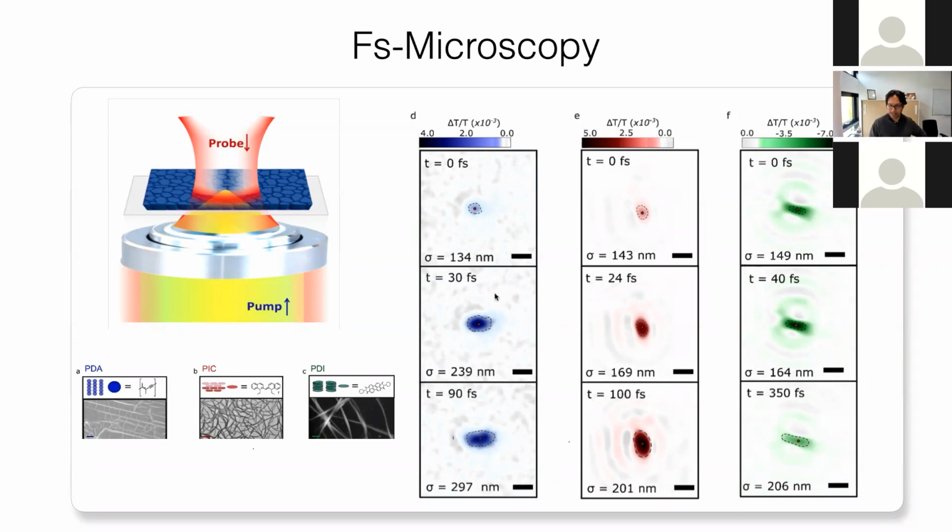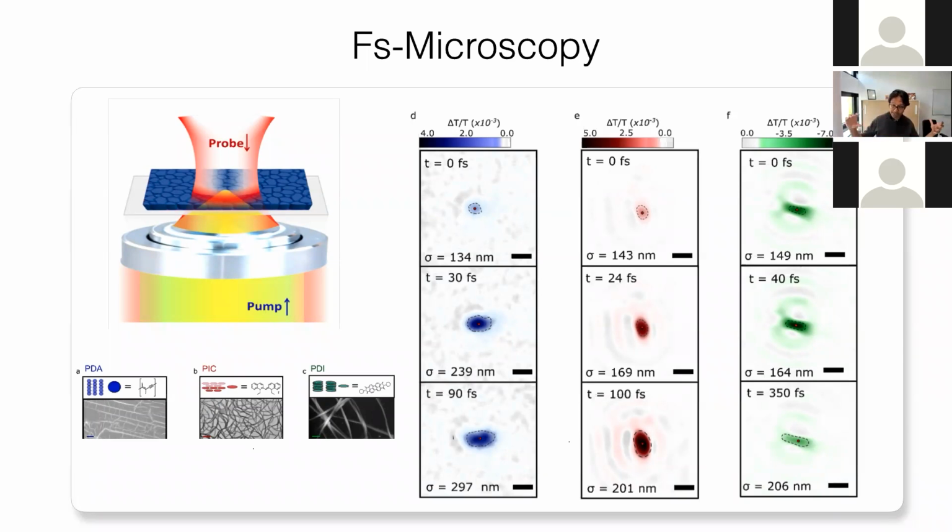But then very quickly in time, within 20 to 30 femtoseconds, you can see that this spot blows up. The sigma goes from about 134 here to almost double, okay? So it's a very rapid expansion. And you can see the spots that we are getting here are not circles, as it were. You can see the elongated shape. These are all one-dimensional polymer nanobelts or nanofibers. And so we're getting the spreading of excitons along those fibers.